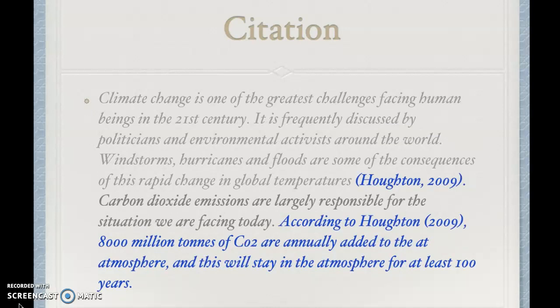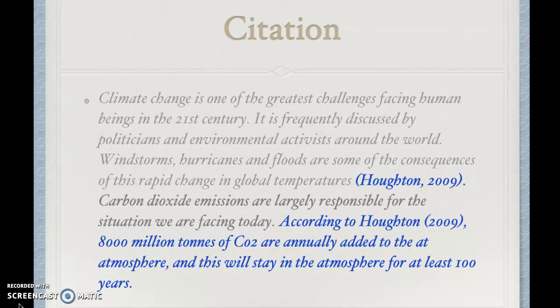Take a look. Climate change is one of the greatest challenges facing human beings in the 21st century. It is frequently discussed by politicians and environmental activists around the world. So this is the first sentence, no need for citations, first two sentences. Then I have windstorms, hurricanes, and floods are some of the consequences of this rapid change in global temperatures. I add the source as a parenthetical citation. And then the bridging sentence, carbon dioxide emissions are largely responsible for the situation we are facing today. And now, in the format of an in-text citation, I'm going to add that sentence we had.